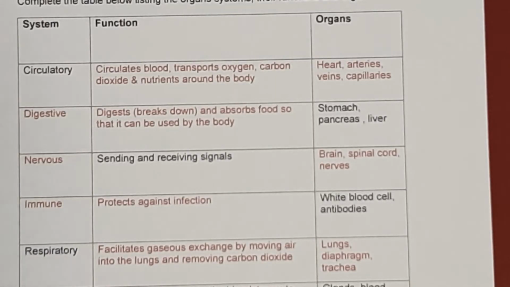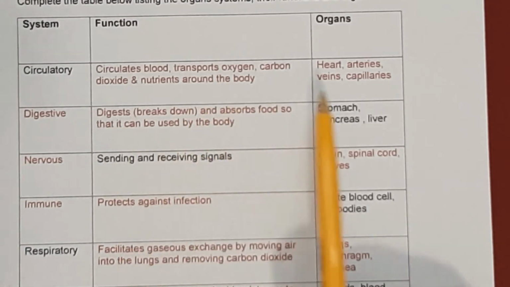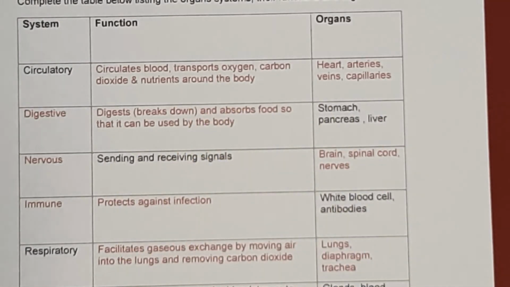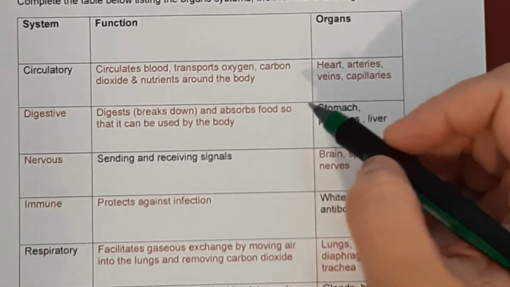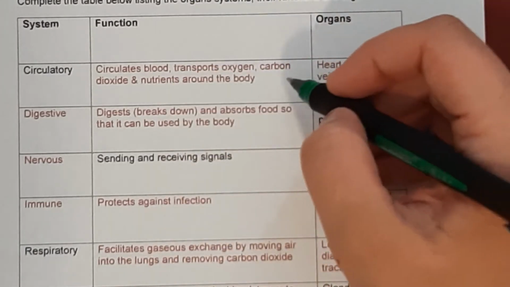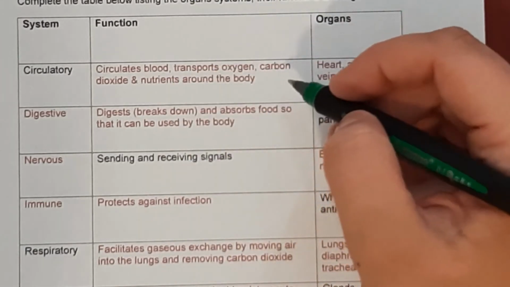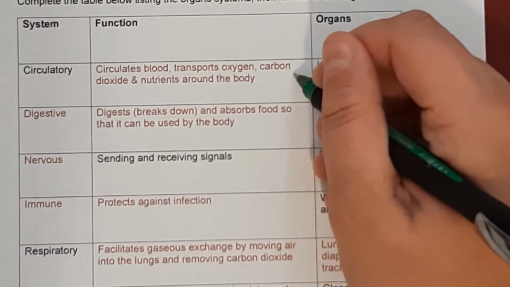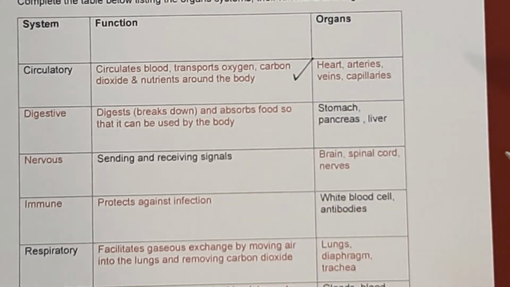So the circulatory system, as we said earlier, circulates blood, transports oxygen, carbon dioxide and nutrients around the body. So if you've written any of that, well done. If you're missing any of those things, please do add them to your work. You can absolutely have the mark if you've written some of it, but please do add to it. Make sure you have everything, and give it a tick to show you've got it right.